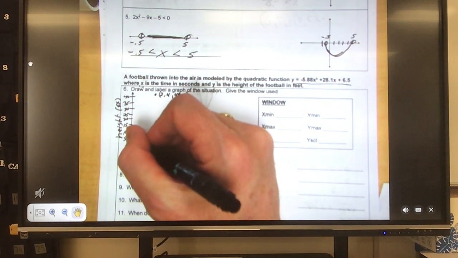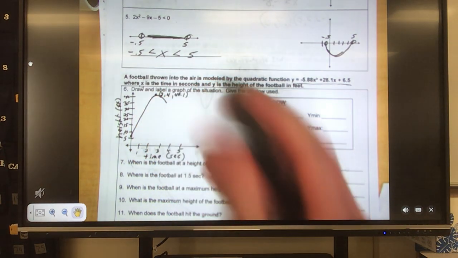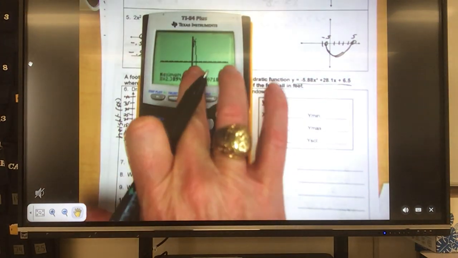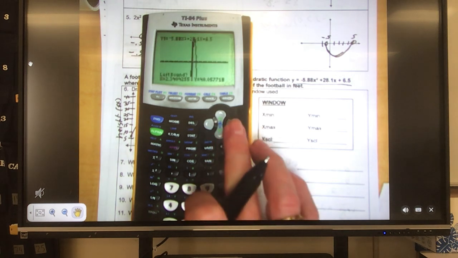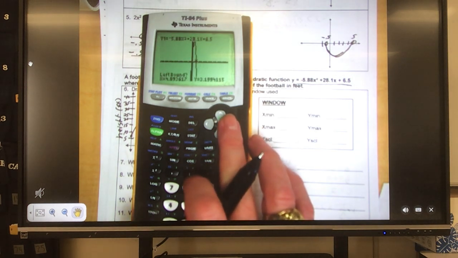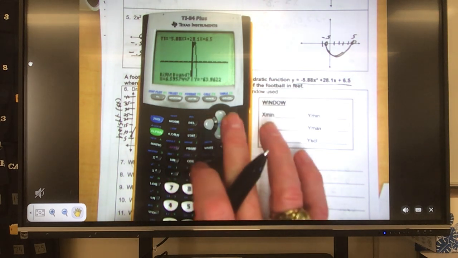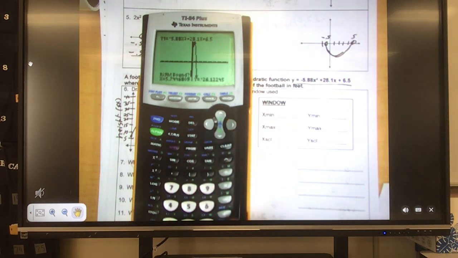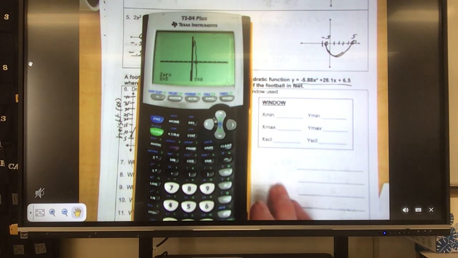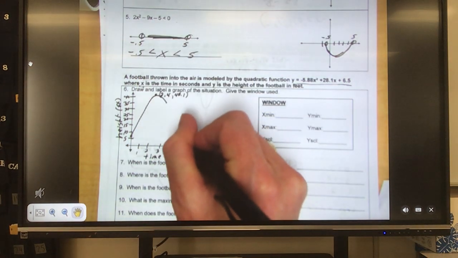So we know it's going up, and we know it's coming down. So we now want to know, where does it hit? That's called a 0. Second trace, number 2 for zeros. And I have my left bound, which is above the x-axis, enter. Right bound is below the x-axis. Right there, enter, and it tells me it hits at 5. So at 5, it's back at 0.